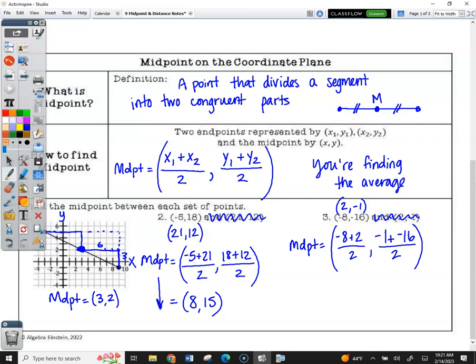Did you get negative 3 and then negative 8.5 or negative 17 over 2? Negative 17 over 2 is negative 8.5.